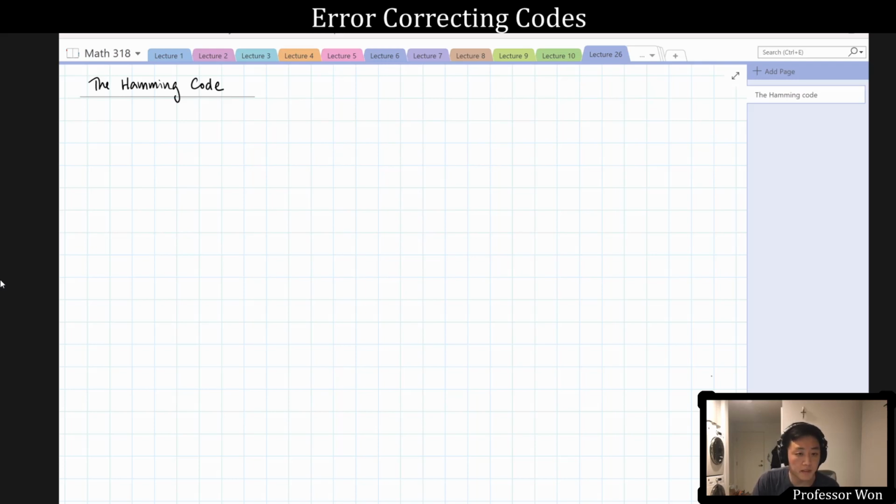Hi. So today we're going to continue our discussion of the Hamming code, which is one of the first error correcting codes that one should learn. Okay, so let me just recall some stuff.